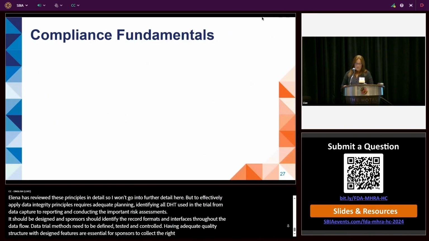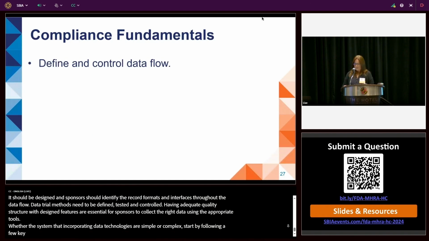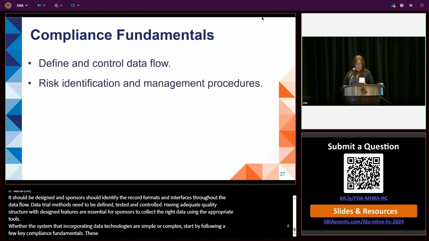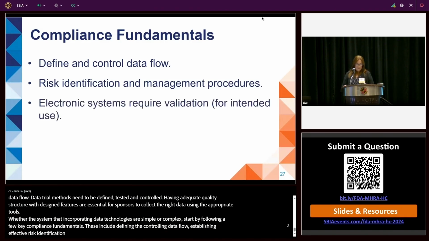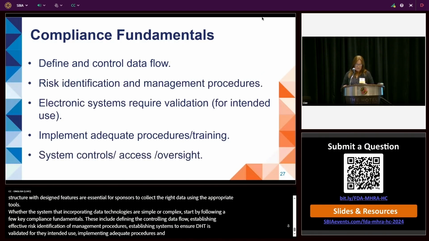Whether the system that incorporates digital health technology is fairly simple or more complex, start by following a few key compliance fundamentals. These include defining and controlling data flow, establishing effective risk identification and management procedures, establishing systems to ensure DHTs are validated for their intended use, implementing adequate quality system procedures and training, and applying risk-appropriate system controls and oversight.